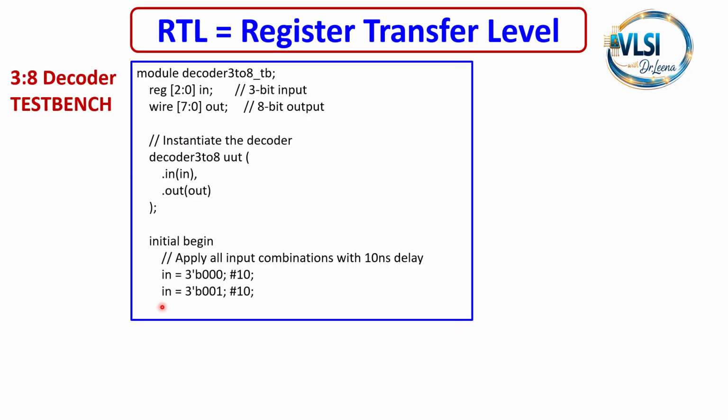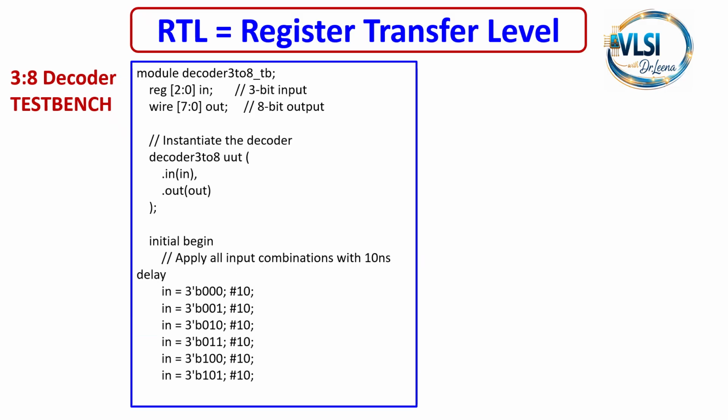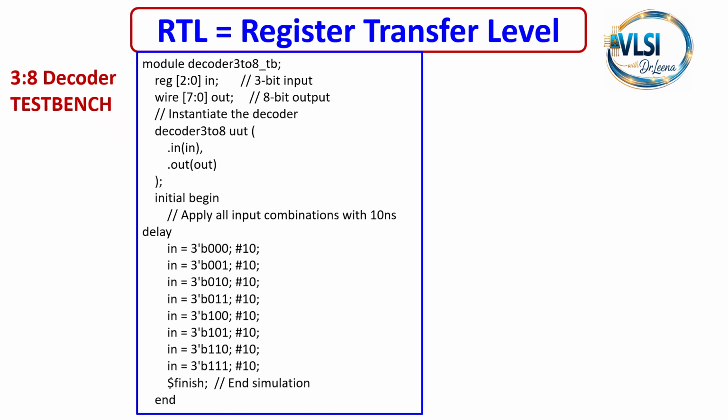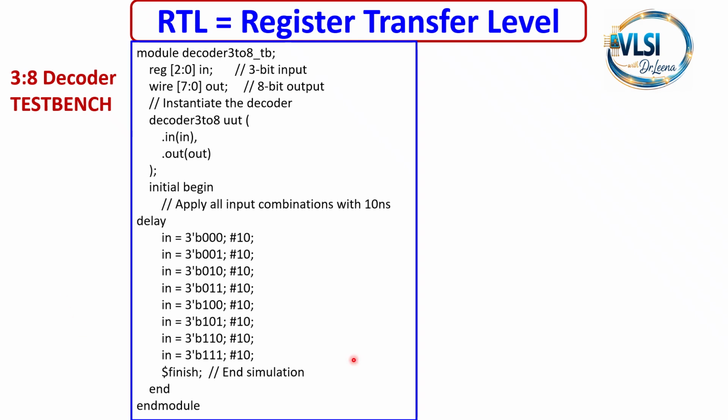Next, when the input is equal to the 3-bit binary 001, it activates the output out 1, that is 00000010, and it waits for 10 time units and checks the next input condition. Similarly, it checks all the input conditions. Finally, after all input conditions are over, it finishes the simulation, ends the process and ends the module. So this is the code for the test bench of the decoder.